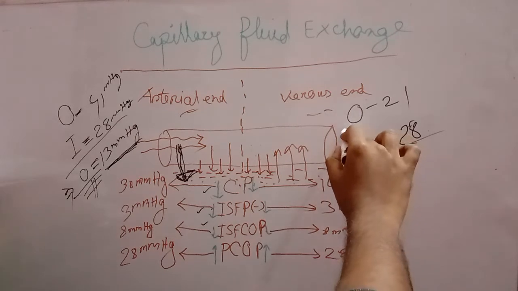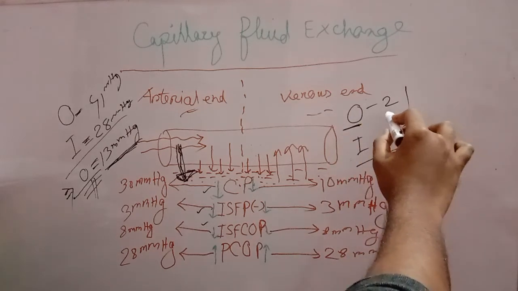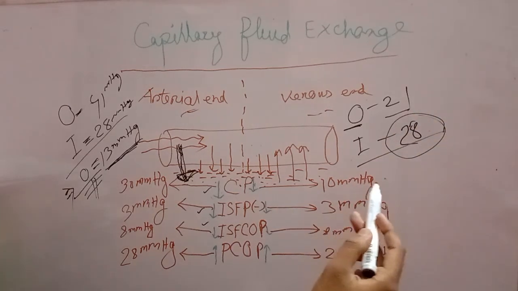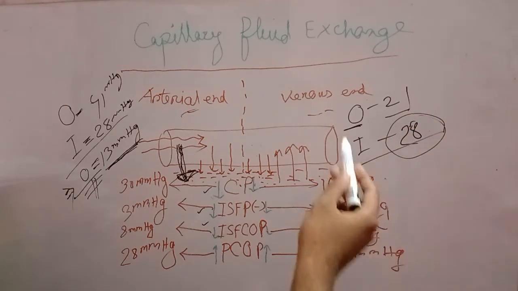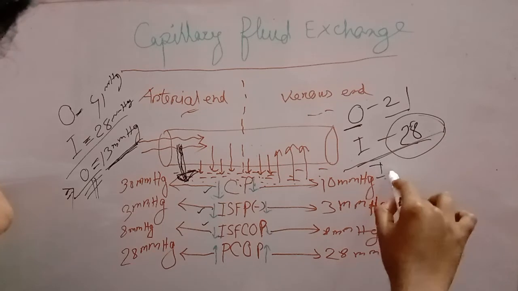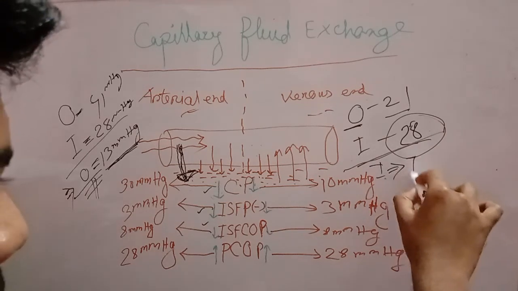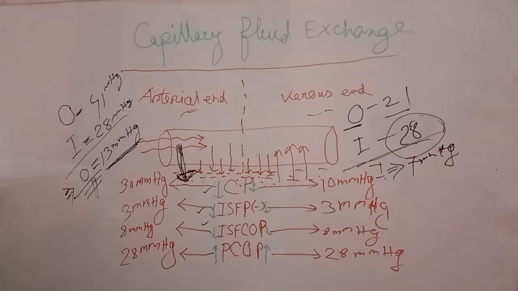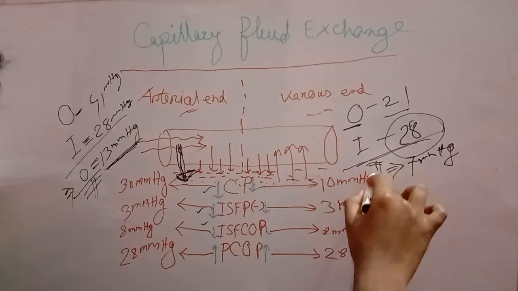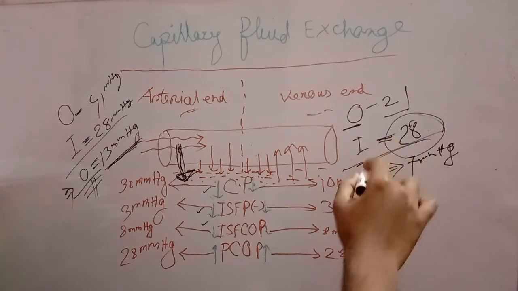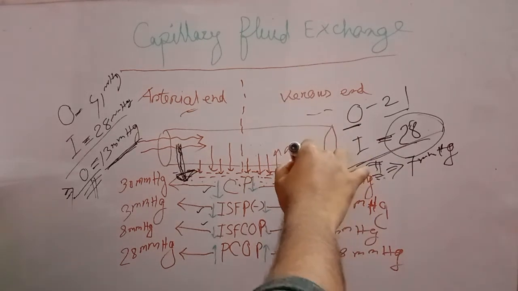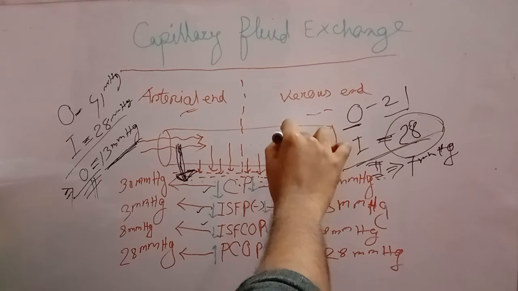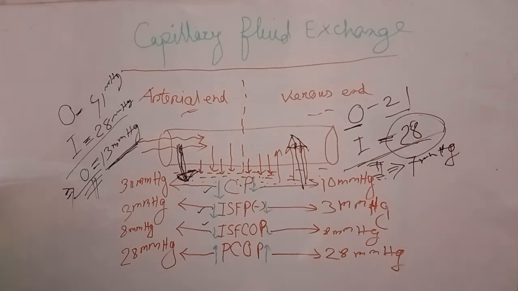The outward force is 21 and the inward force is 28. Now the inward force is greater than the outward force, so the summation is obviously inward, 7 millimeters of mercury. And now, as the inward force is greater than the outward force, the fluid is moved inward at the venous end, and we can call it reabsorption.